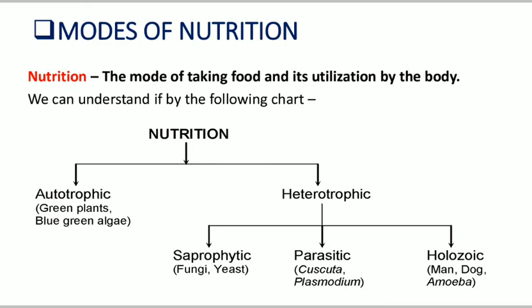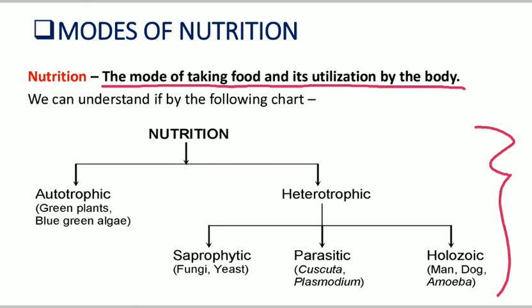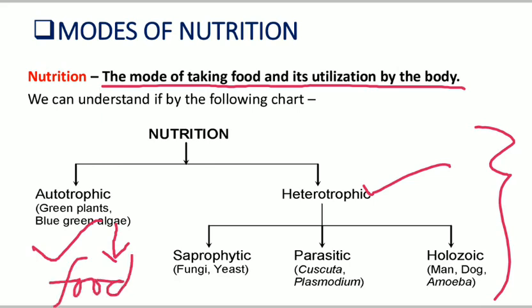Then what is the mode of nutrition? Actually, nutrition is the mode of intaking food and its utilization by the body. We can understand nutrition by the following chart. With the help of the chart, nutrition is divided into two parts, the autotrophic mode of nutrition and the heterotrophic mode of nutrition. All the autotrophs come under the autotrophic mode, like green plants and blue-green algae, because they can prepare their own food. And we human beings and the other animals cannot produce our own food, so we come under heterotrophs, and thus we show the heterotrophic mode of nutrition.